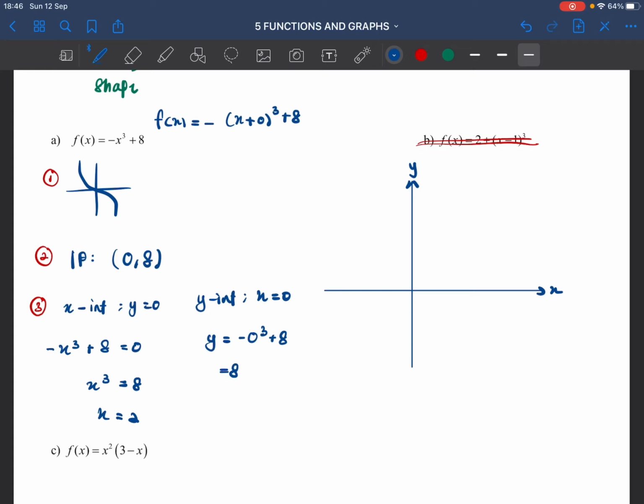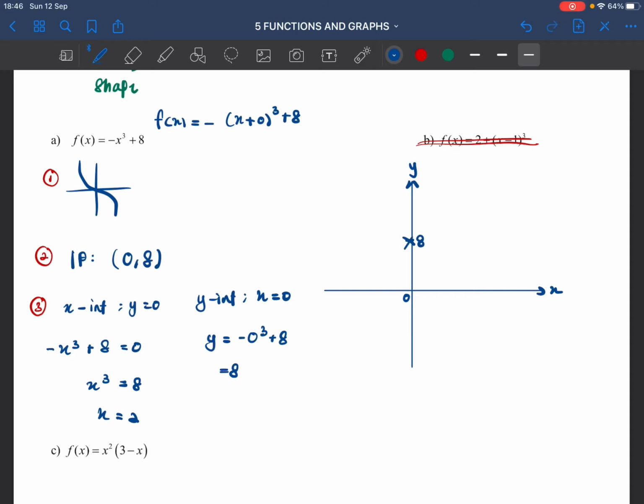same as for a quadratic, the first thing that we plot is our maximum or minimum point. The same thing for a cubic function. The first thing you have to do is to plot your inflection point. So our inflection point is 0, 8. So we should have 0 here and 8 somewhere around here. This is our inflection point.